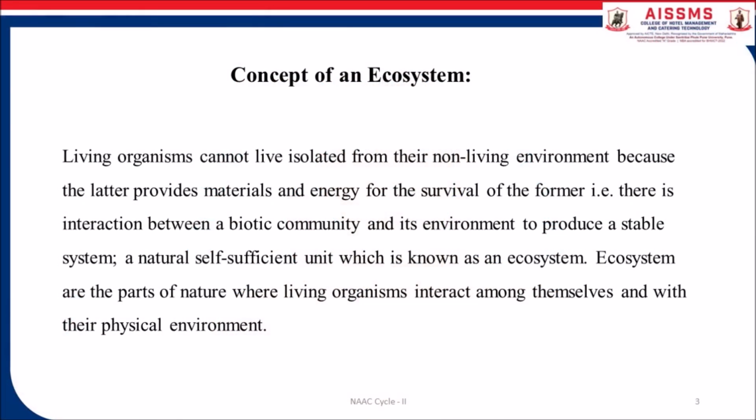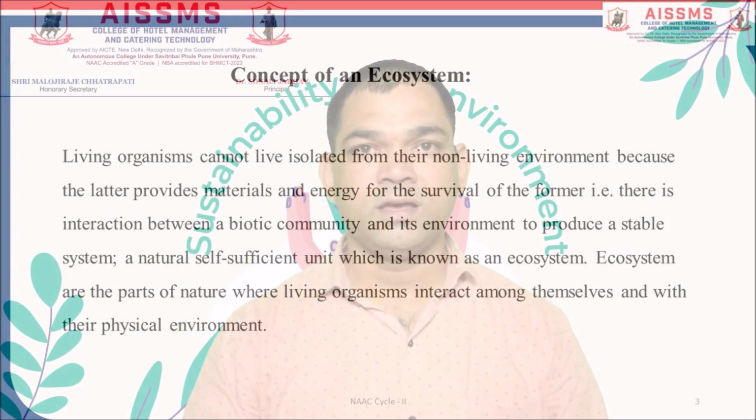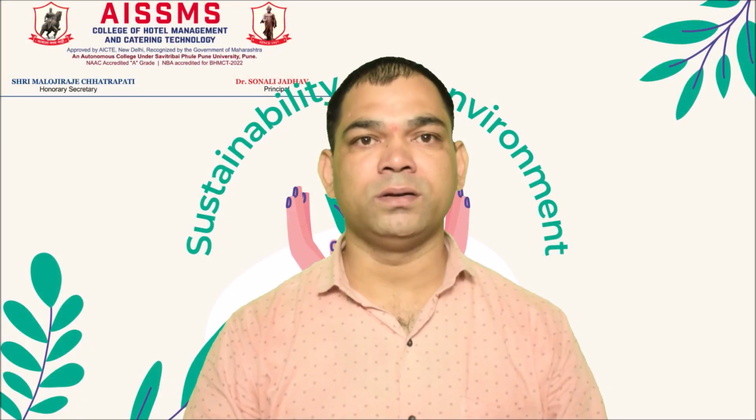Living organisms cannot live isolated from their non-living environment because the latter provides materials and energy for the former. For example, there is an interaction between a biotic community and its environment to produce a stable system, a natural self-sufficient unit which is known as an ecosystem. Ecosystems are the part of nature where living organisms interact among themselves and with their physical environment.